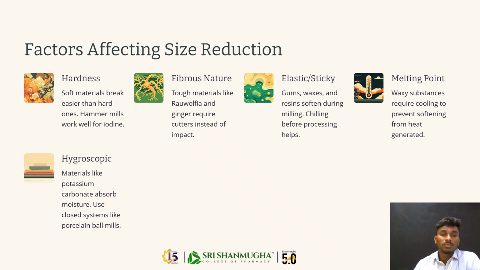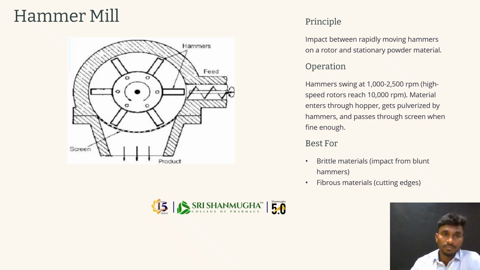Another factor is hygroscopicity. Materials like potassium carbonate absorb moisture, so use a closed system like porcelain ball mills. So these are the factors affecting size reduction: hardness, fibrous material, elasticity, melting point, and hygroscopicity. There are some other factors affecting size reduction as well.